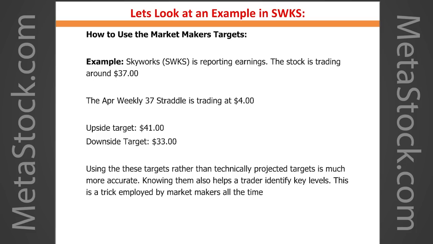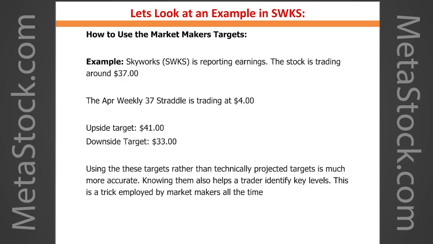So in SWKS, the stock was reporting earnings. And this works really well on catalyst-driven events. What are catalyst-driven events? Biotech announcements and earnings. So SWKS was reporting earnings. The at-the-money straddle was $4, which means at-the-money call plus at-the-money put. The 37 call and 37 put added up to $4 total. So they're implying the stock could move either up to 41 or down to 33.